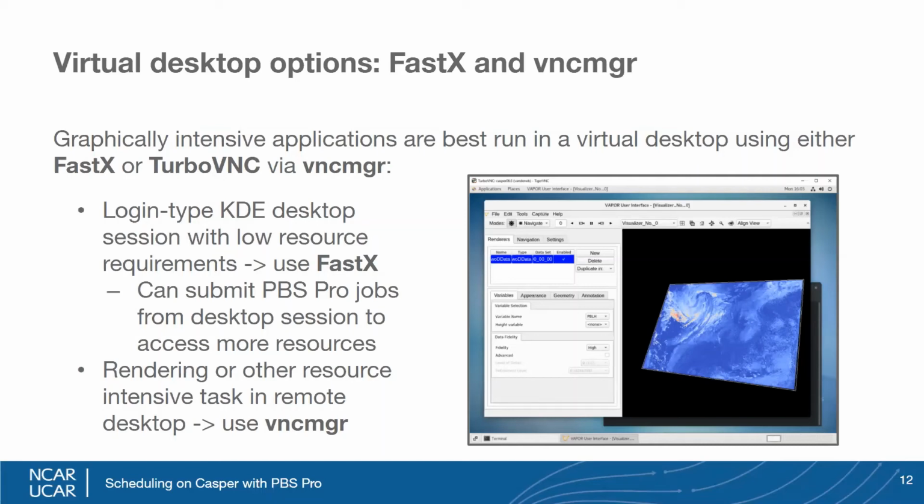Alternatively, if you want to do something more intense like rendering or other resource-intensive tasks in a remote desktop, you can use our script VNC Manager, which will help you set up a TurboVNC remote desktop. And in this case here, I've got a GNOME desktop that I'm running Vapor in and doing some stuff like this. So you can use X forwarding to use a GUI application, but your performance generally is going to be really slow. So we recommend that you get these virtual desktops. And details on how to use these are available in our online documentation. But the important point is that the use for these really hasn't changed very much. In VNC Manager, you would use PBS flags now to specify specific resources rather than Slurm flags, but otherwise they work the same.